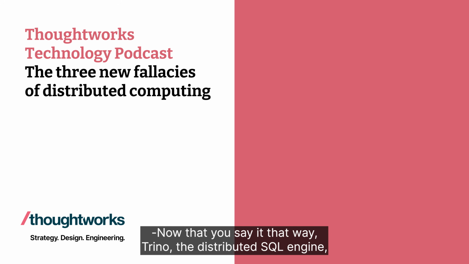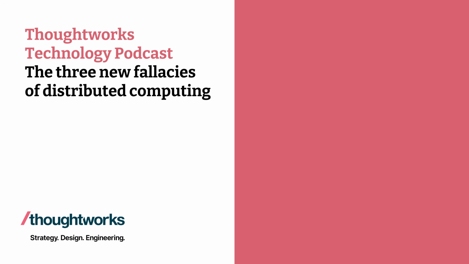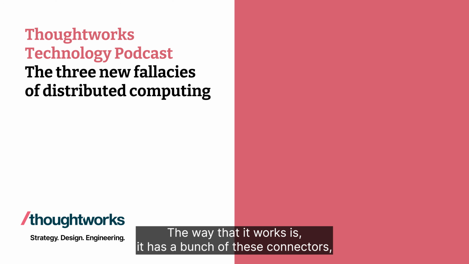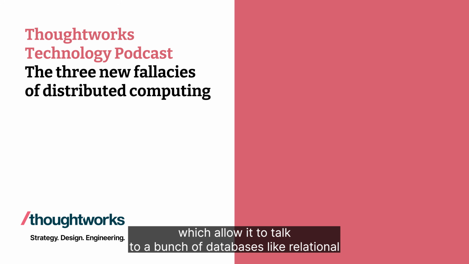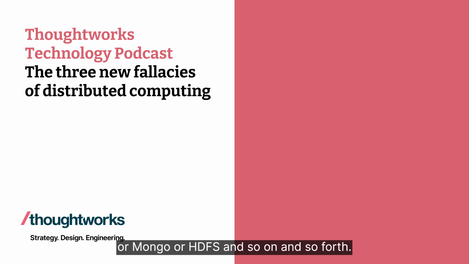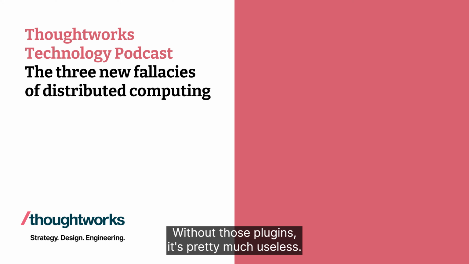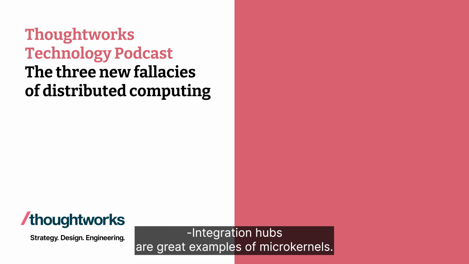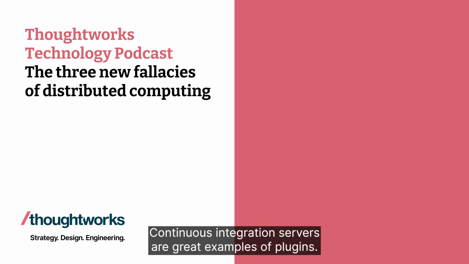I mean, Trino, the distributed SQL engine, pretty much works the same way. The way that it works is it has a bunch of these connectors which allow it to talk to a bunch of databases like relational or Mongo or HDFS and so on and so forth, right? And without those plugins, it's pretty much useless. Integration hubs are great examples of microkernels. Continuous integration servers are great examples too. If you don't plug anything into it, what is it going to do?